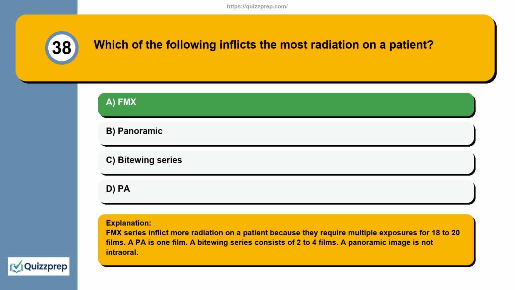FMX series inflict more radiation on a patient because they require multiple exposures for 18 to 20 films. A PA is one film. A bite wing series consists of 2 to 4 films. A panoramic image is not intraoral.